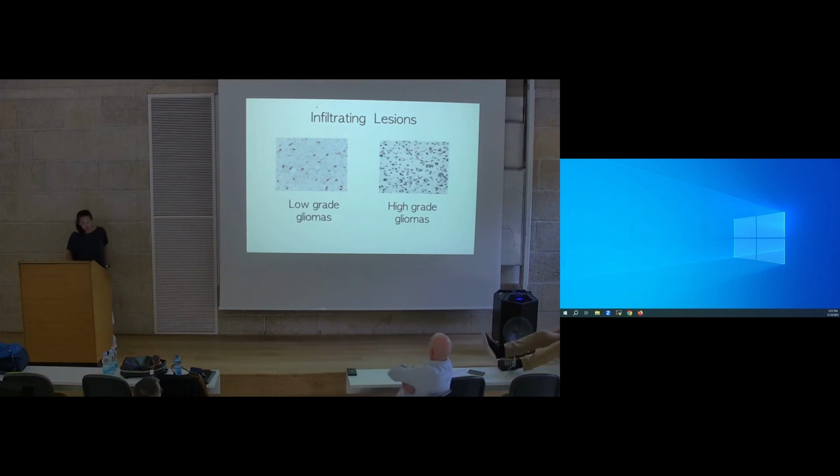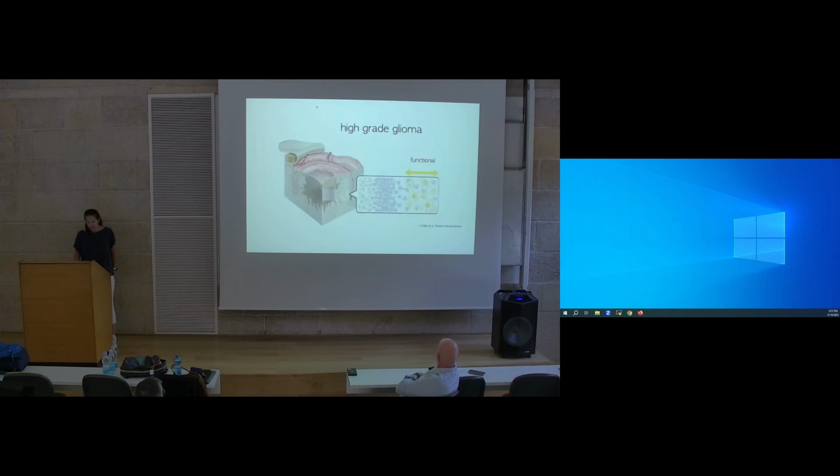So again, the picture of two infiltrating lesions, the low-grade and the high-grade gliomas. And this is again a picture trying to explain what we mean by infiltration zone. So in the middle, you can see the necrotic part of the tumor, where the tumor in a high-grade glioma, a rapidly growing glioma, is growing so fast that you've got necrotic tissue in the middle. And then you've got a more solid tumor surrounding, and after that the infiltration zone comes, where you've got tumor cells next to functional cells.